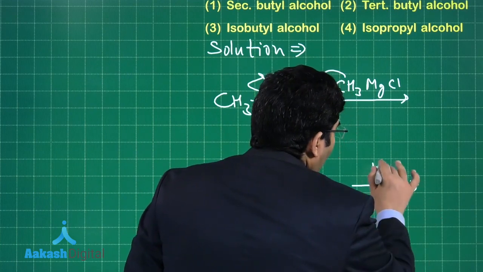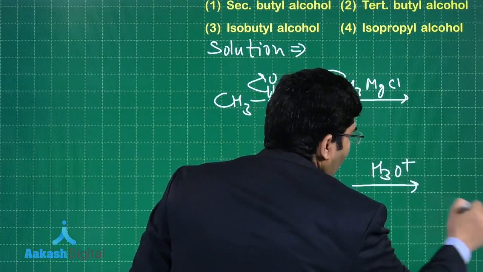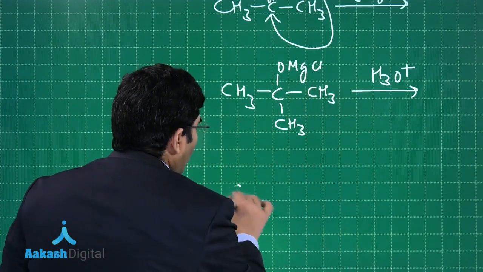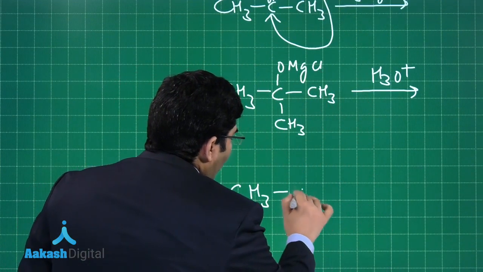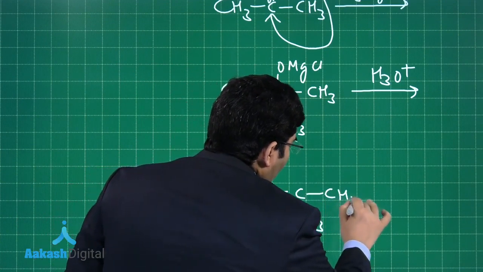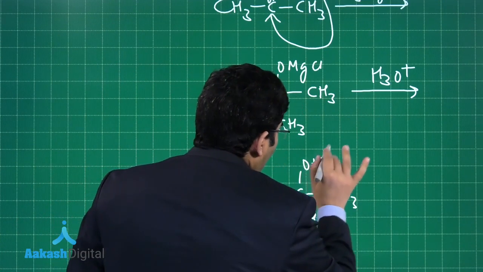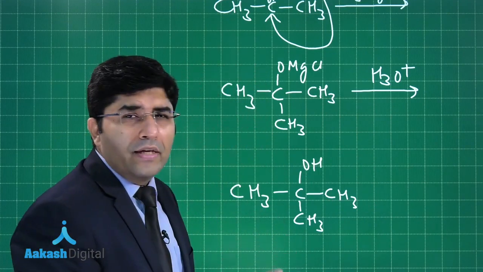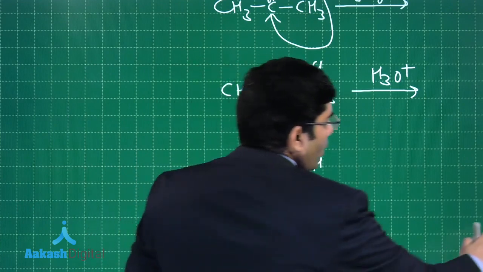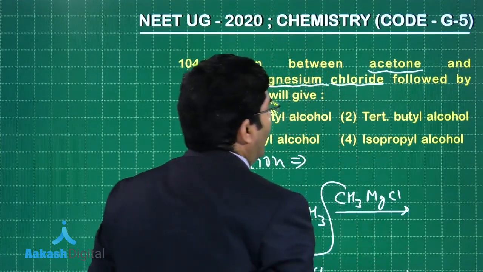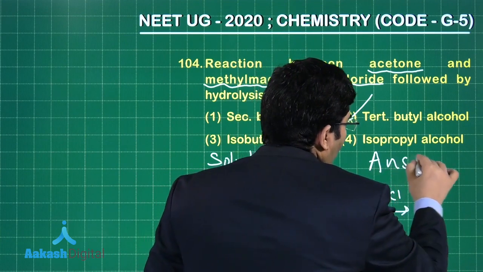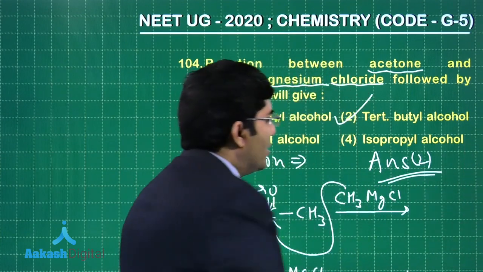So this will be hydrolyzed, and after hydrolysis we will get CH3, C, CH3, CH3, OH, right? And we all know that this compound is tertiary butyl alcohol. So our answer will be the second one, that is tertiary butyl alcohol. So this is the correct answer.